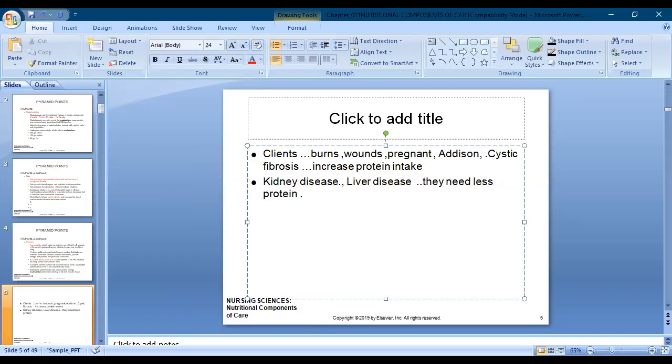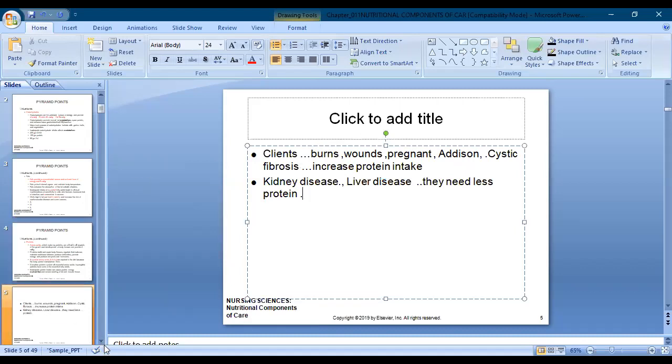So this is the information we need for the board exam. Sometimes the board exam asks, in case of acute kidney failure, what food you have to restrict for the patient? Protein. If the patient has liver cirrhosis, what we need to reduce is protein. On the other hand, if anybody has a burn or wound, or a pregnant mother, they have to take more protein, right? In case of Addison or cystic fibrosis, they need more protein.